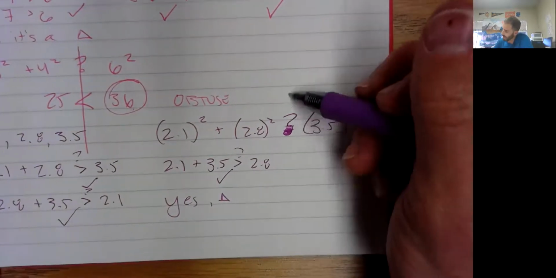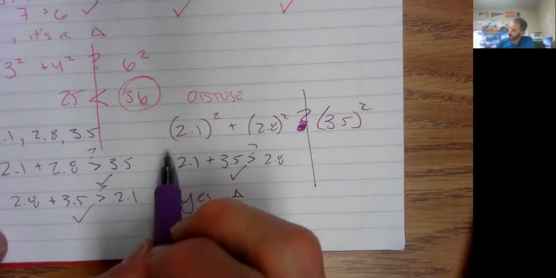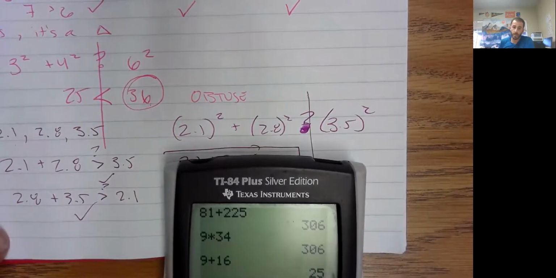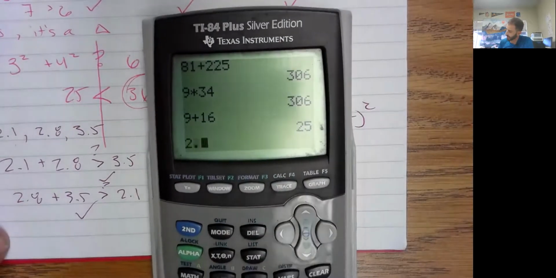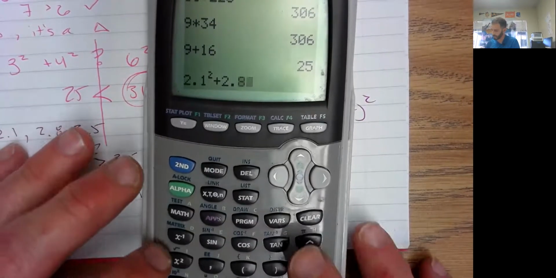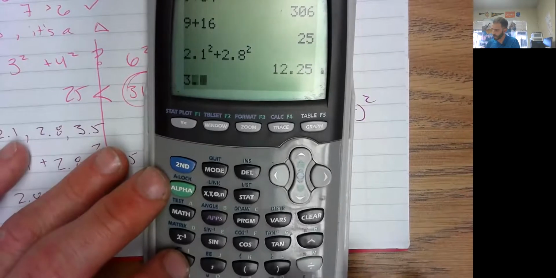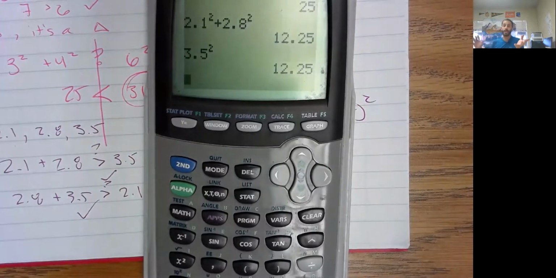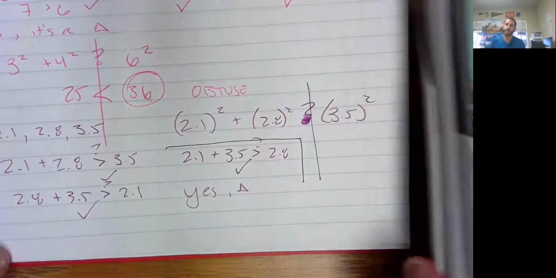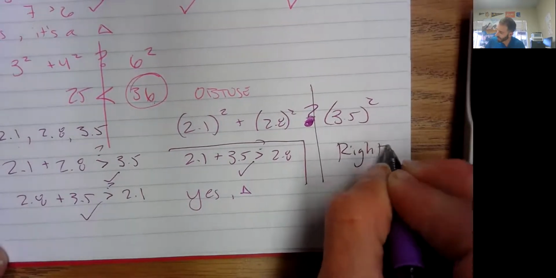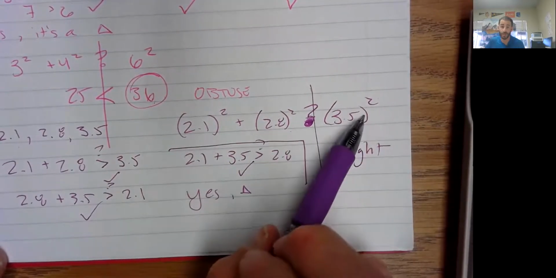We're going to compare the two sides. So, sorry, I am squeezing this at the bottom of the page. What is 2.1 squared plus 2.8 squared? What is 3.5 squared? Remember, this is the magic number, though. Oh, they're the same. Okay, so this is the same as that. That means it is a right triangle, because apparently, a squared plus b squared equals c squared.